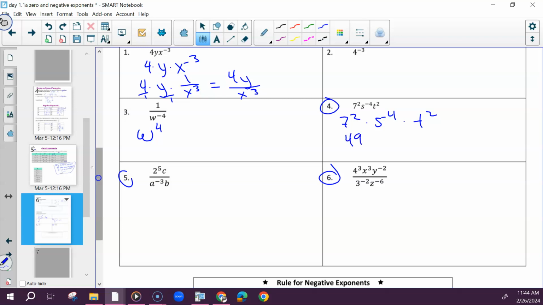49. How would we rewrite s to the negative 4th? 1 over s to the 4th. T squared stays the same, because it didn't have a negative exponent. And then if I were to condense this into one fraction, what would that look like? 49 times t squared over s to the 4th. 49 t squared over s to the 4th. Questions on that before we go on to 5?